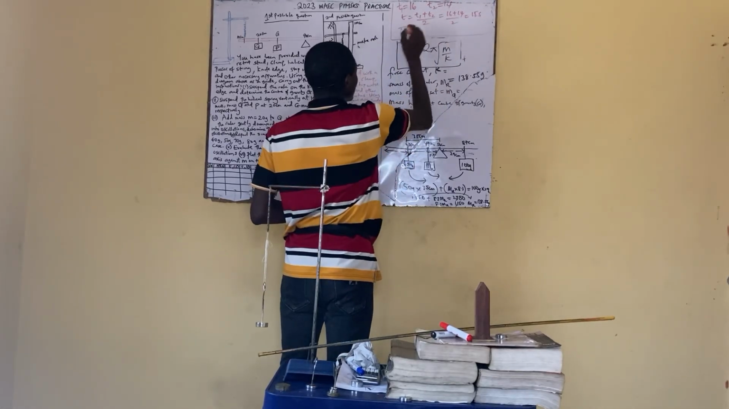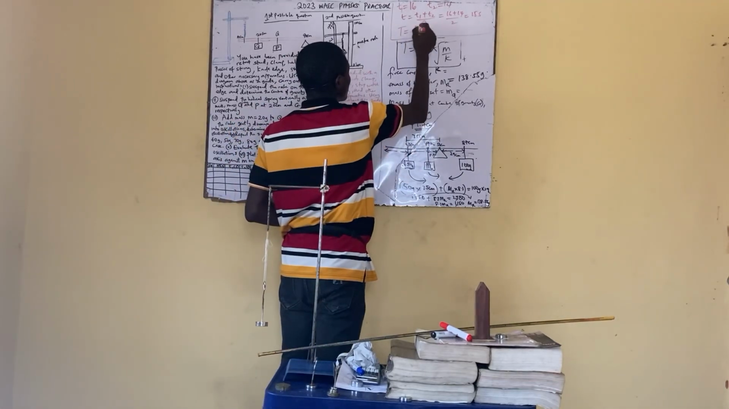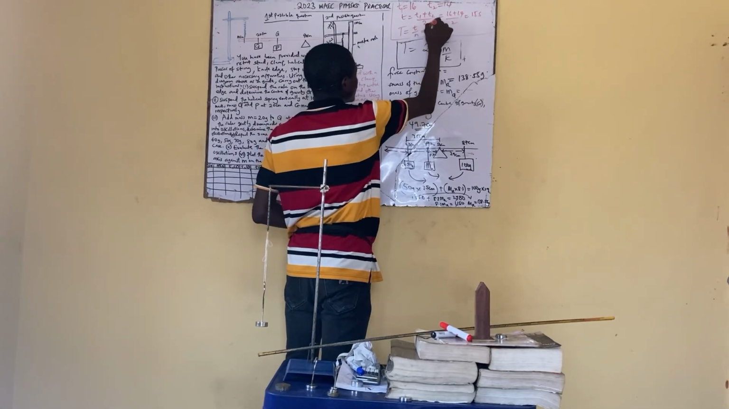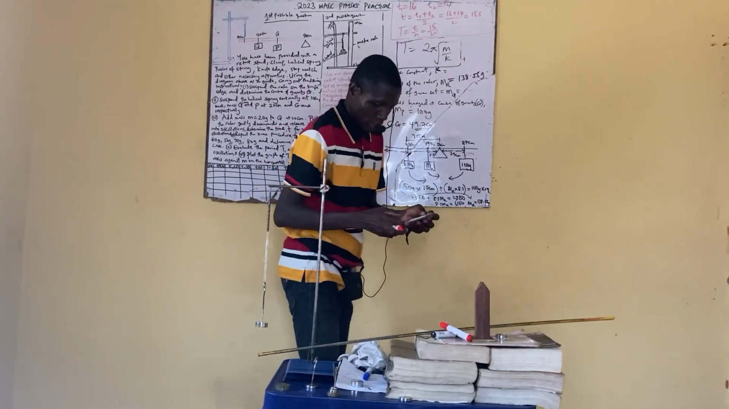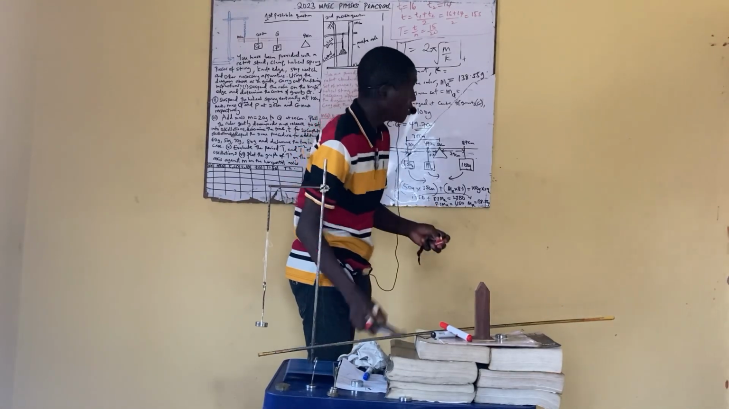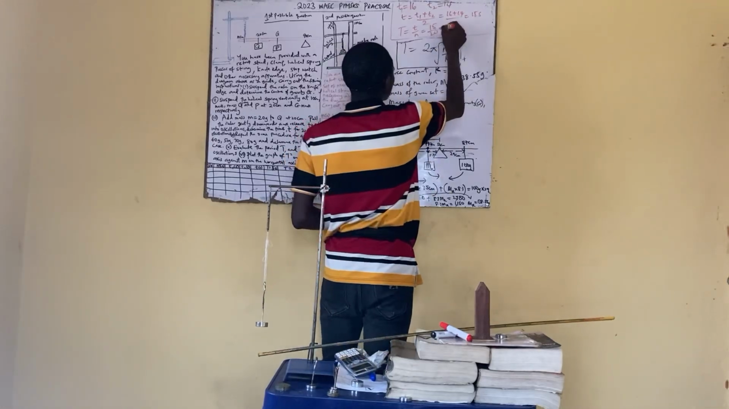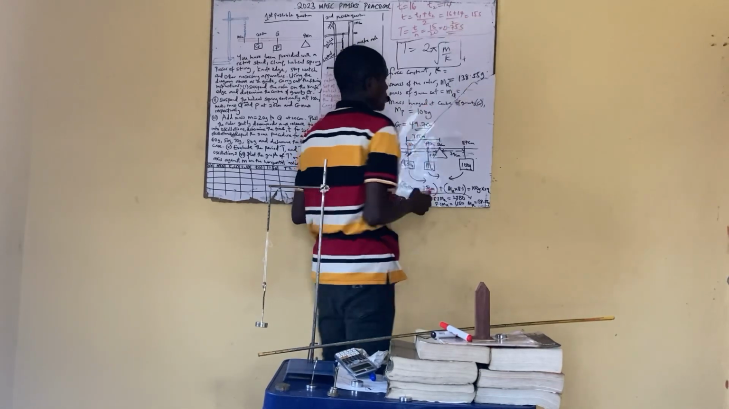So my T, because I'm calculating 20 oscillations, my T will be 15 all over n, which is 20 oscillations. Don't forget that T is equal to t over n, which is 15 over 20. 15 divided by 20 is equal to 0.75 seconds. That is my period.